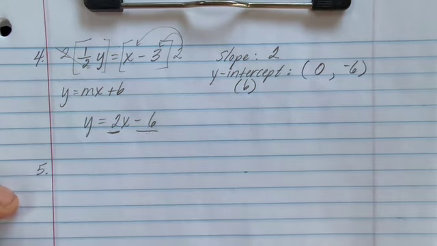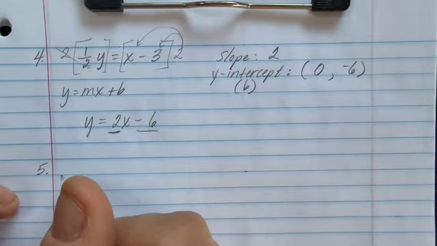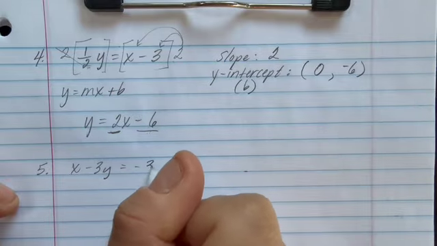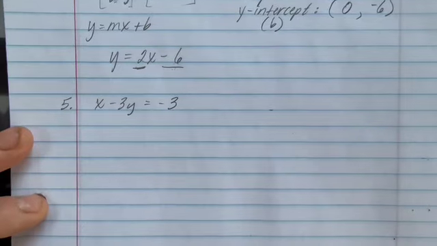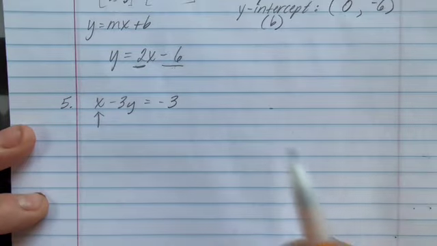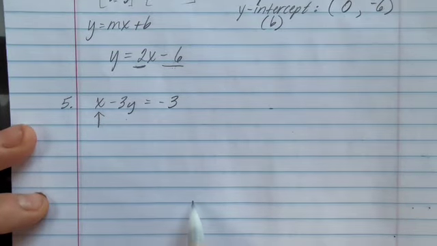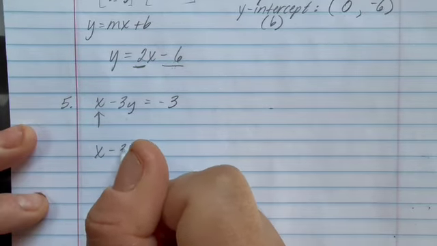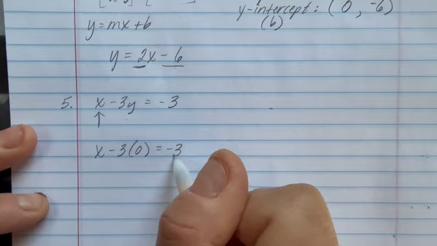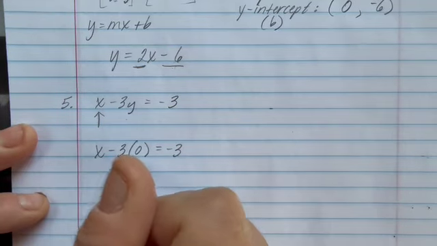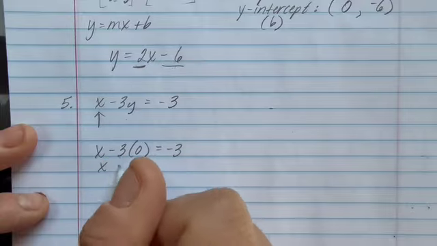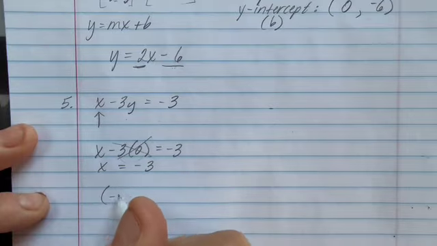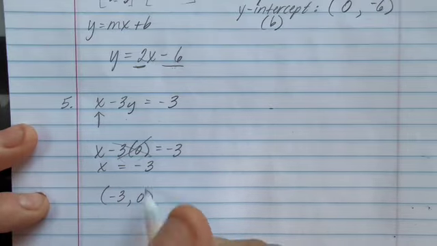Number 5. Find the x and y intercepts of this equation, x minus 3y equals -3. This equation is in standard form. To find the x-intercept, I'm finding what x equals when y is 0. So to find what x equals when y is 0, I'm going to substitute 0 in for y and find x. Anything times 0 is 0, so this is x equals -3, because this just is gone. So my x-intercept, x is -3 when y is 0.